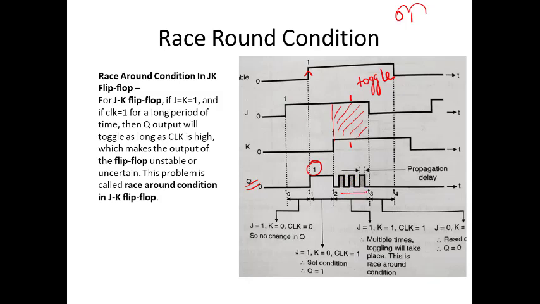Your output is not stable. It is toggling between 0 and 1 continuously, with a propagation delay. This condition is said to be race around condition. This is an unstable state because we cannot determine the output. How to overcome this race around condition?